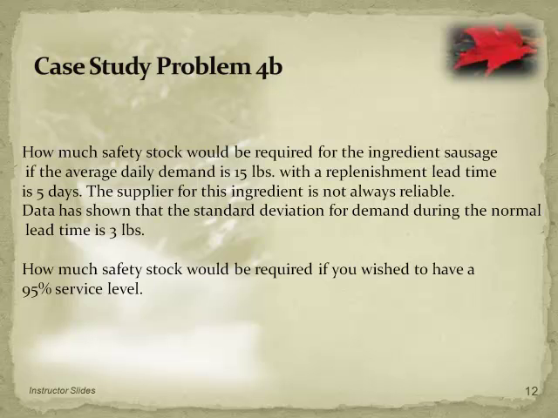In other words, the demand is not always 15 pounds a day. Sometimes it could be more than 15 pounds, sometimes it could be less than 15 pounds. The standard deviation away from the mean is 3 pounds. So I'd like to have a safety service level of 95%. In other words, I want the probability that I will not run out of inventory to be 95%. So how much safety stock would I need to carry if I wanted to have a 95% service level?